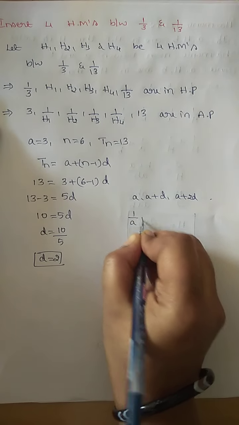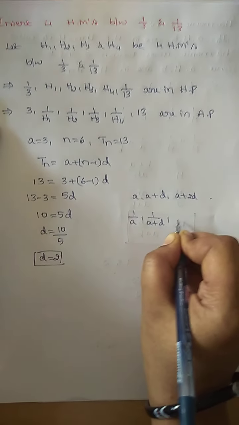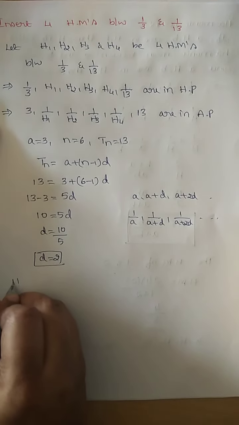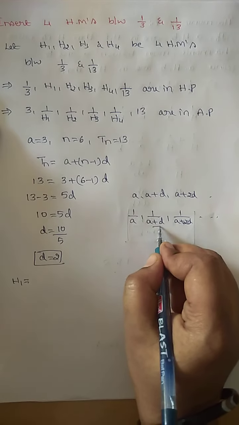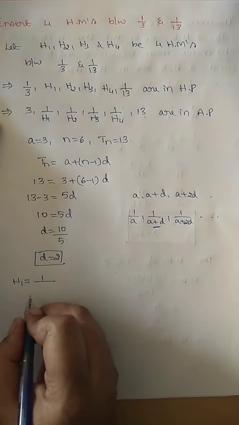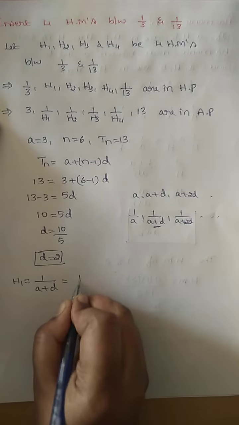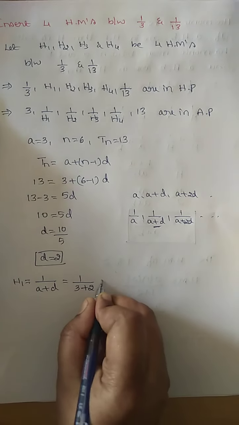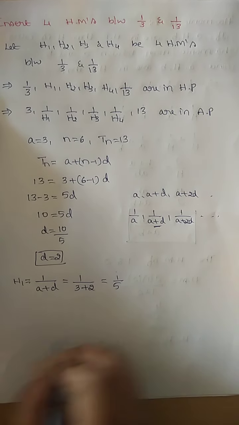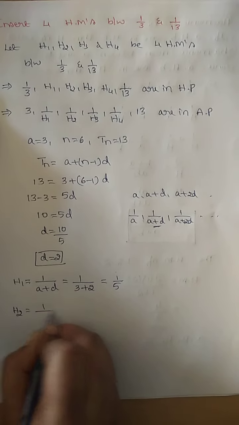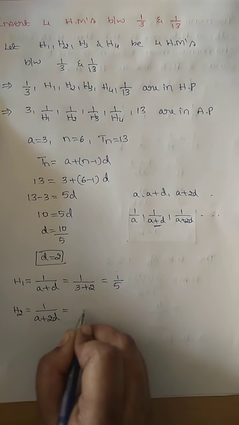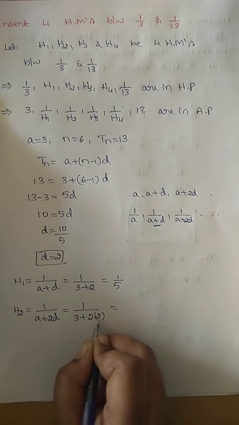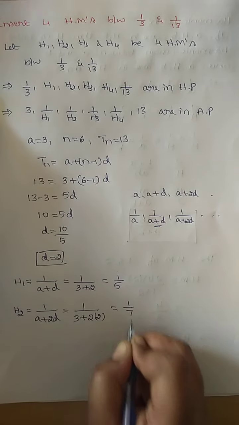HP means the reciprocals: 1 by A, 1 by A plus D, 1 by A plus 2D, and so on. Now H1 means the second term. Second term means 1 by A plus D, equal to 1 by, A value is 3, plus D value 2, equal to 1 by 5. H2 equal to 1 by A plus 2D, 1 by 3 plus 2 into D value 2. 2 2s are 4, 4 plus 3, 7, 1 by 7.